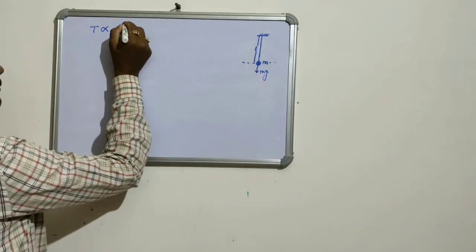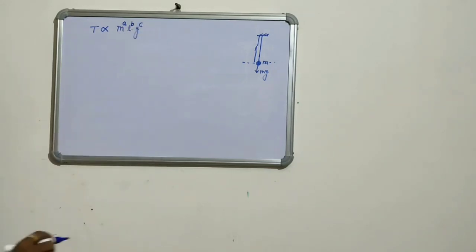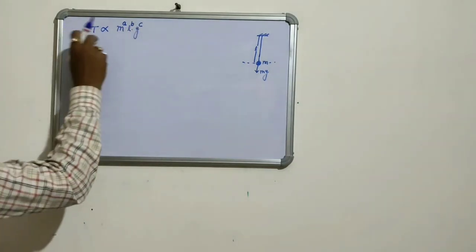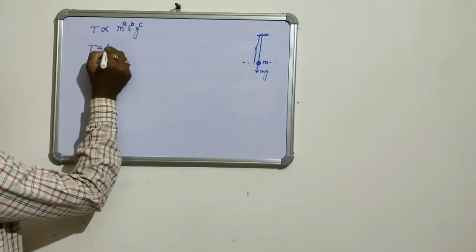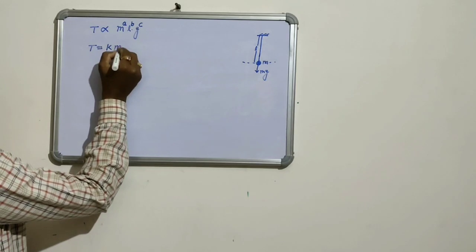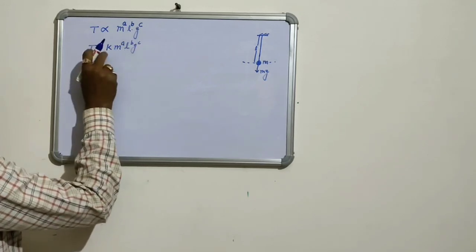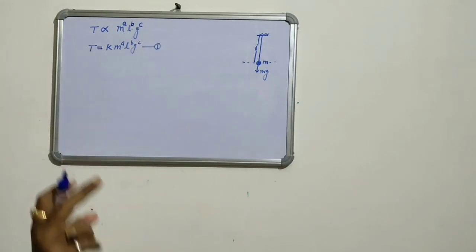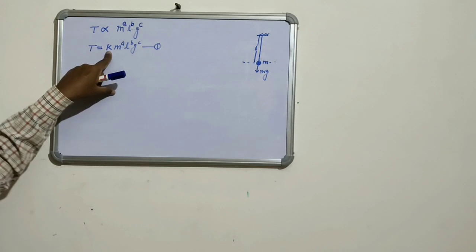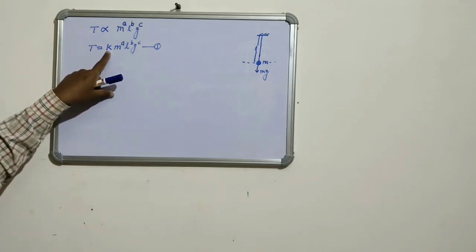Now we can take powers a, b, and c on those physical quantities. First of all, we can remove this sign. So we can write T equals k m^a l^b g^c. Here k is a numerical constant. Listen carefully, it is a numerical constant. That's why it has no dimensional formula.